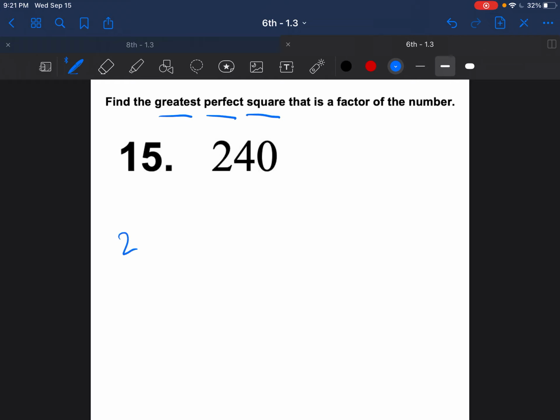So 2 is a perfect square, right? Sorry, 4 is a perfect square, because that's 2 to the second power, which gives you 4. 9 is a perfect square, right? Because that's 3 squared. What's the next one? 16 is a perfect square.